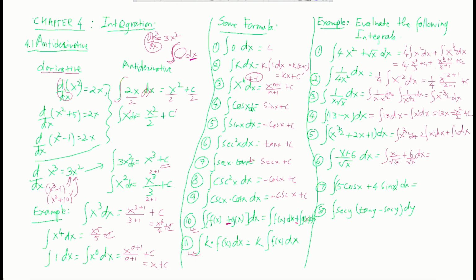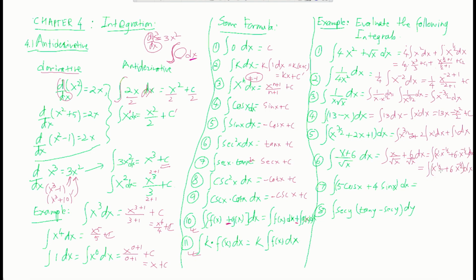How much is this? This is x to the 1/2, right? You move this to the top, you will get x times x to the negative 1/2, plus 6 times x to the negative 1/2, and then there is dx. See that? If you simplify, you'll get x to the 1 minus 1/2, which is x to the 1/2, plus 6x to the negative 1/2 dx.